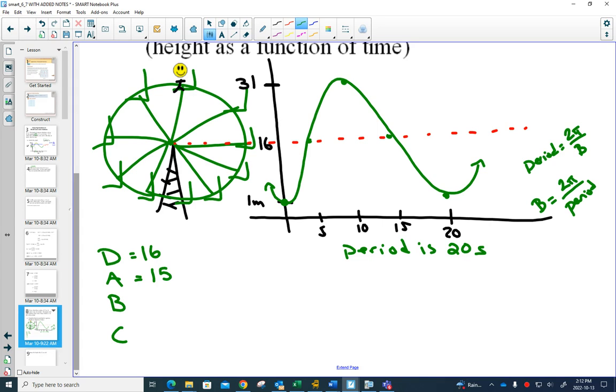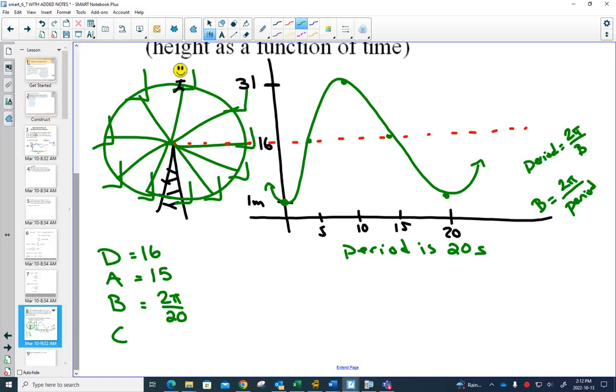If your period is 20, then your b value would be 2 pi over 20, which could reduce to pi over 10, but I actually like 2 pi over 20 better than pi over 10, because if it's written 2 pi over 20, then you can see the period is 20 right in the equation. And the c value changes.